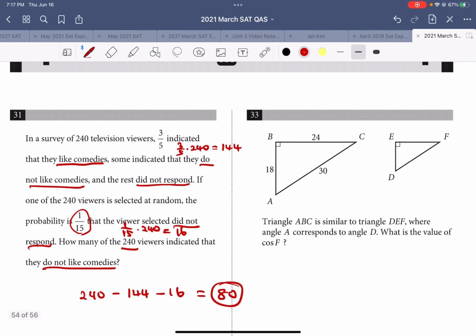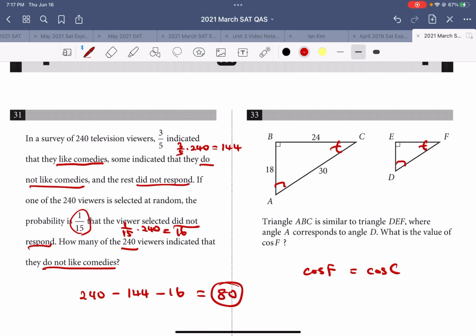Number 33, the triangle ABC is similar to triangle DEF. Angle A corresponds to angle D. So this one is the same angle. What is the value of cosine F? So what is the cosine F here? Since F and C are the same angle, cosine F is the same as cosine C.